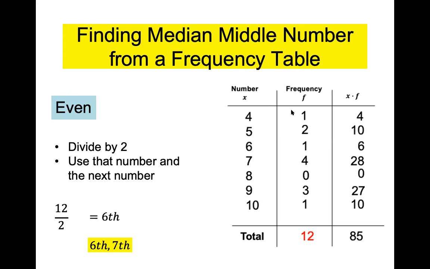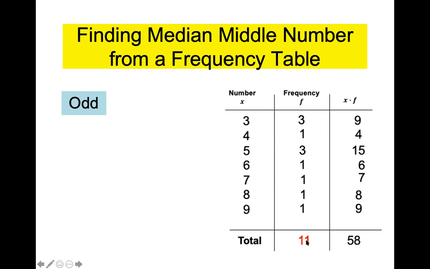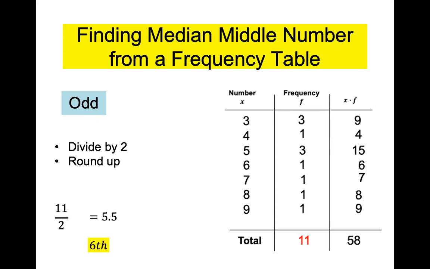When the number is even, see the middle column, 12, it's even. You divide it by 2, and you take the next number. So 12 divided by 2 is 6. So I need the 6th and the 7th number. When that middle number is odd, you still divide by 2, but you round up. If it's odd, it's always going to be something point 5, so you're always going to round up to the next one.